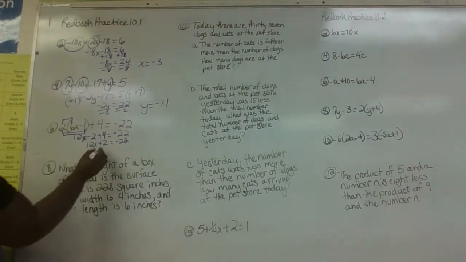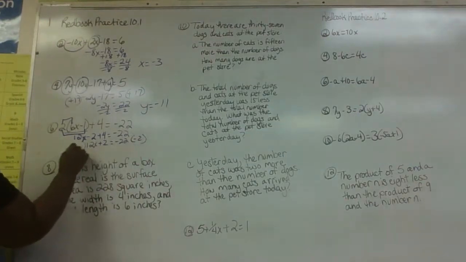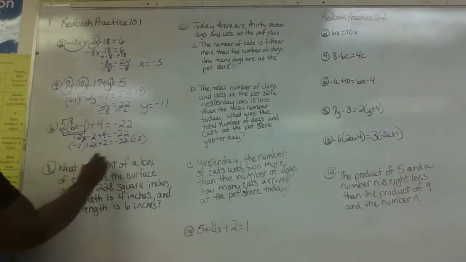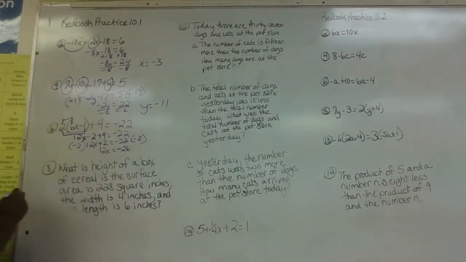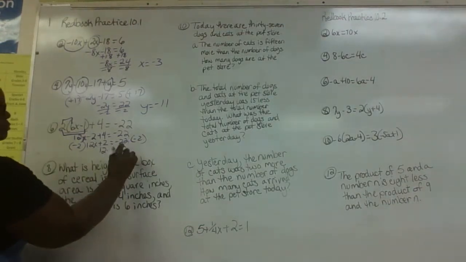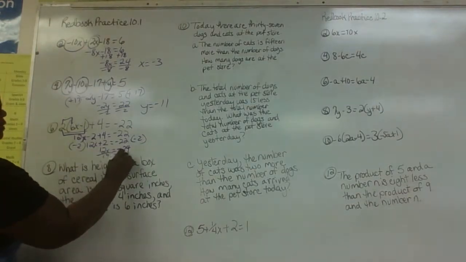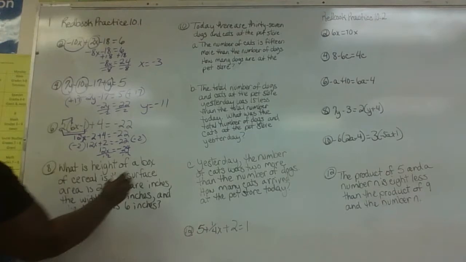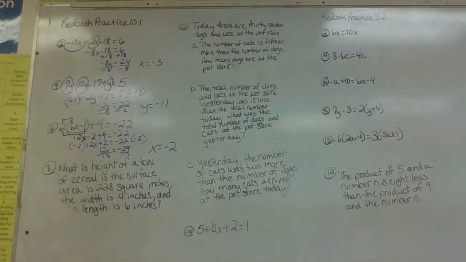Now we're going to move the positive 2 by adding negative 2 to this side and adding negative 2 to this side, and therefore we have 12x is equal to negative 24. Okay, at this time we're going to divide both sides by 12. Once we divide both sides by 12, x will be equal to negative 2. All right, that's number 6. All right, let's take a look now at number 8.